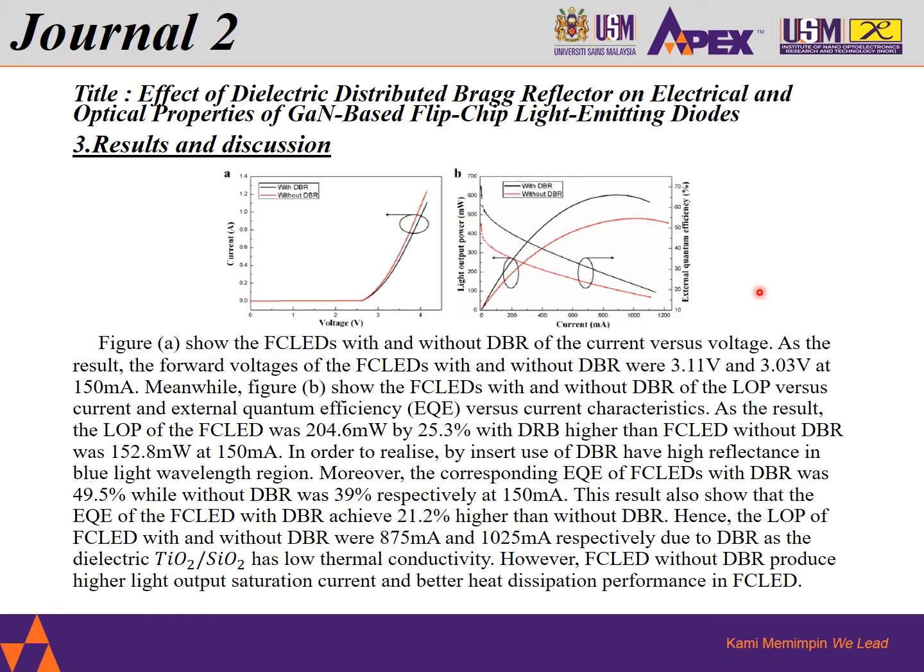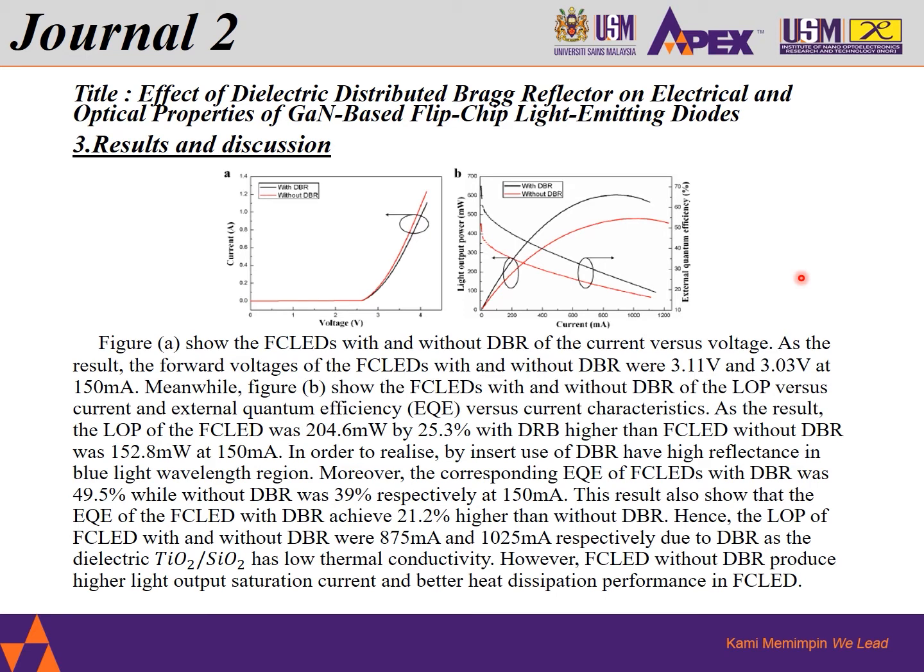Next we will discuss the result and discussion of the DBR. Figure A shows the current versus voltage of the flip chip LED with and without DBR. As the result, the forward voltage of the flip chip LED with and without DBR were 3.11 volt and 3.03 volt at 150 milliampere. Meanwhile, Figure B shows the light output power versus current and external quantum efficiency versus current characteristics of the flip chip LED with and without DBR.